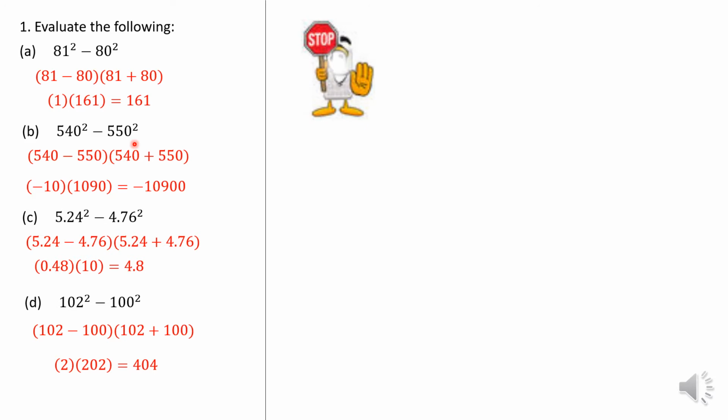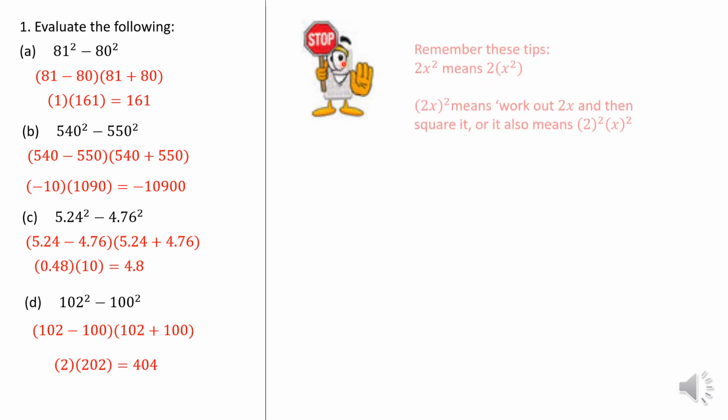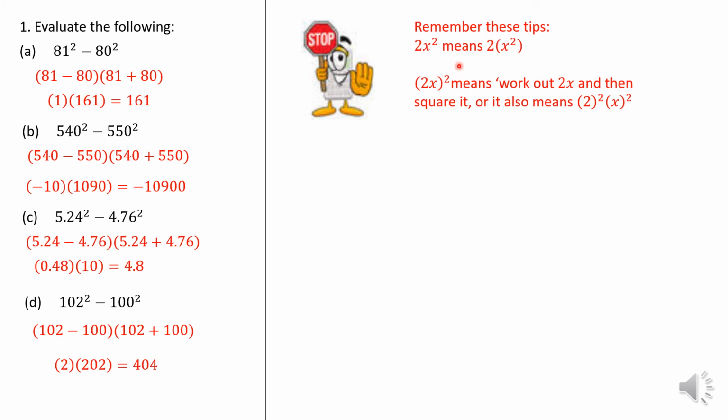Okay, so before we go on, there's something I like to point out. A lot of students tend to make this mistake. So when you have something like 2x squared, the square is only for the x. Please remember that. When it's 2x in brackets, it means that the whole 2x must be squared. Okay, so it's 2 squared and x squared as well.